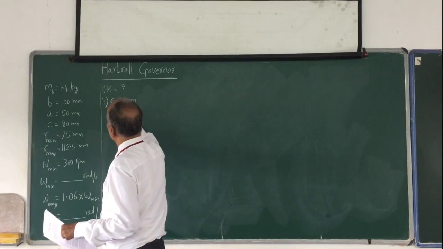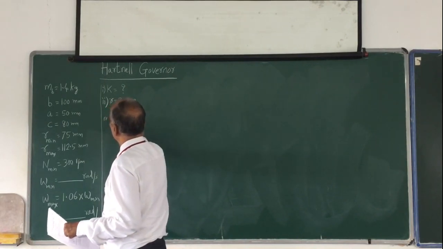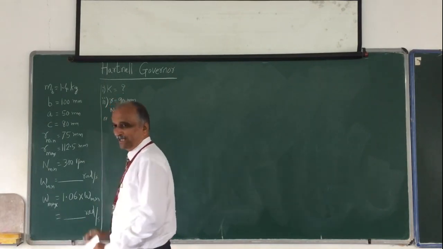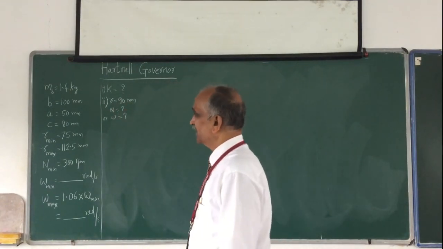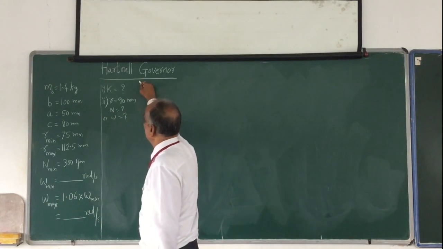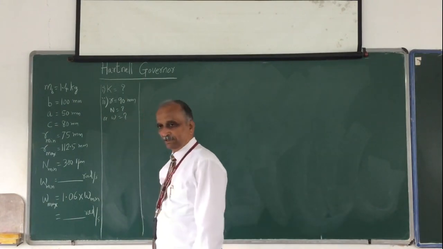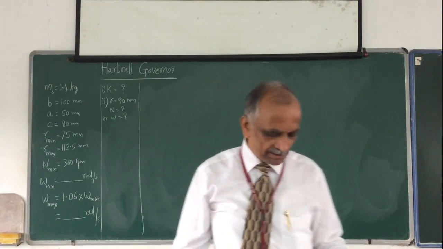What is N? Or what is omega? Of course, first we will find out omega, and then you can convert it and express the speed in terms of RPM, and this is what is asked in the problem. Okay, so if you have any doubt, this is all the data of the case.